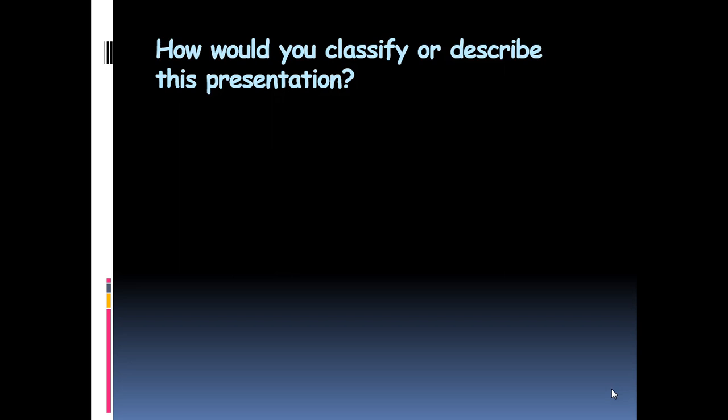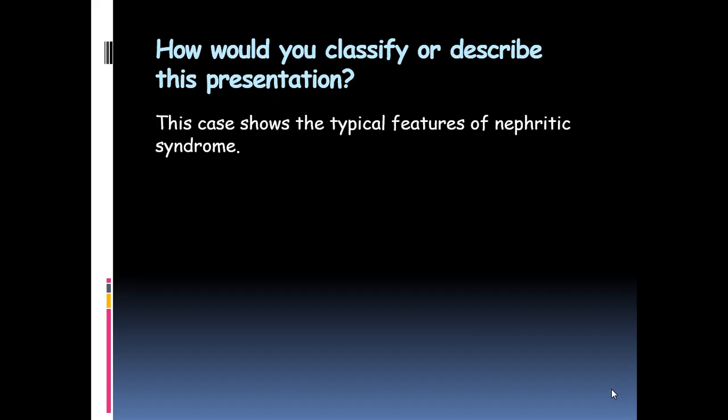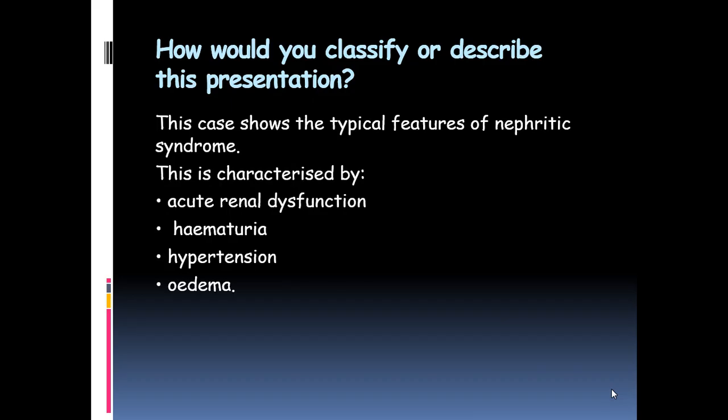So according to these presentations of this girl, we classified the child as having typical features of acute nephritic syndrome, which were characterized in her case by acute renal dysfunction, which was characterized by oliguria. She was having hematuria in the form of a cola colored urine. She was hypertensive and edematous.